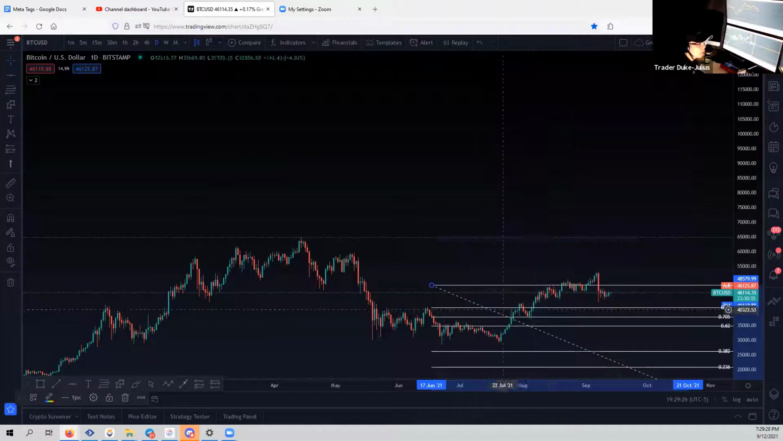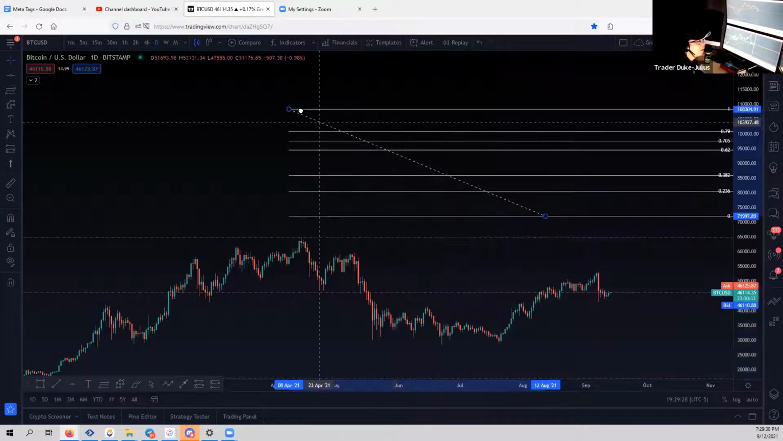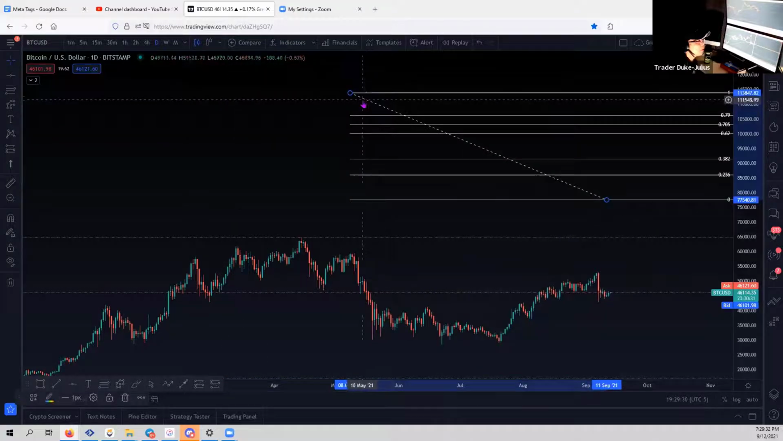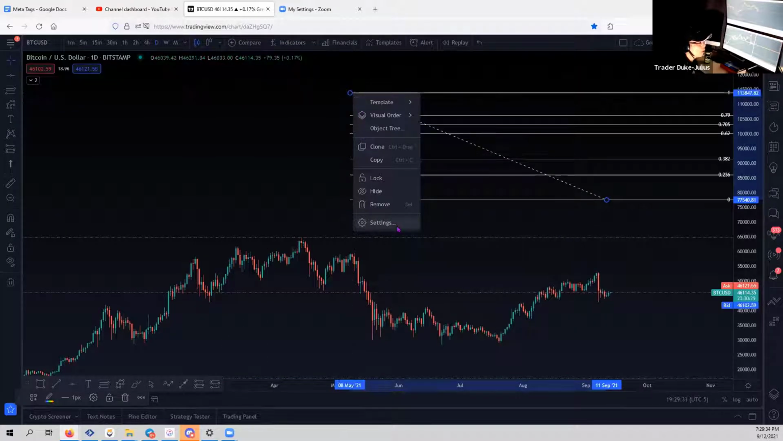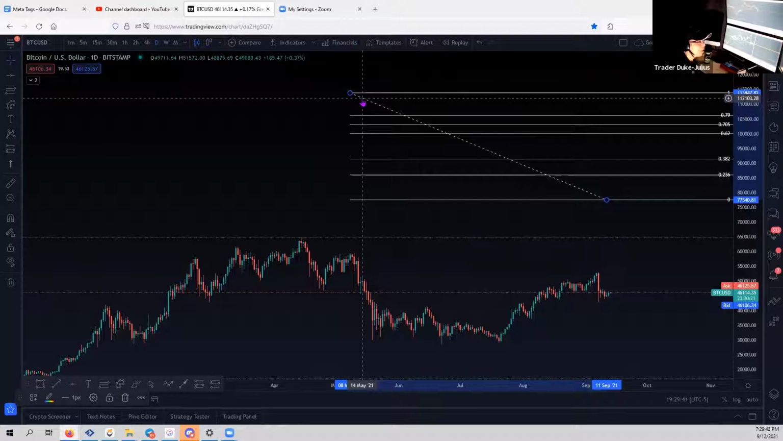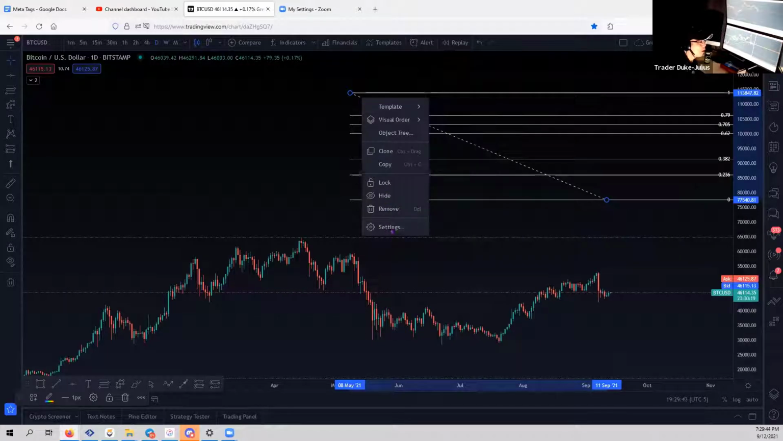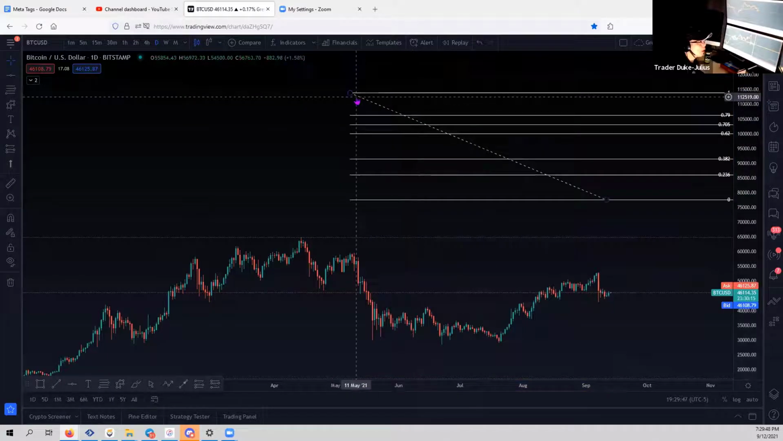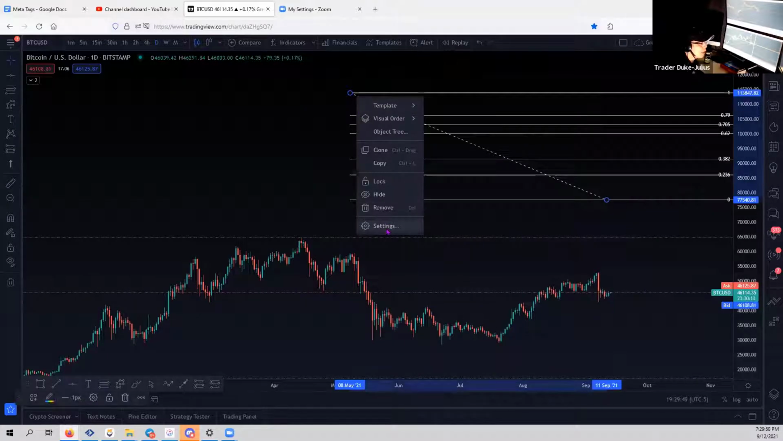All right. So you know what? I don't have my original template, but it's okay because what I'm going to do is show you how to change it. What we need to do is change the fib settings. So whether you have the default setting or whatever setting you have, to set it to the settings which I utilize, you go here. What you do is you right click and you go to settings.